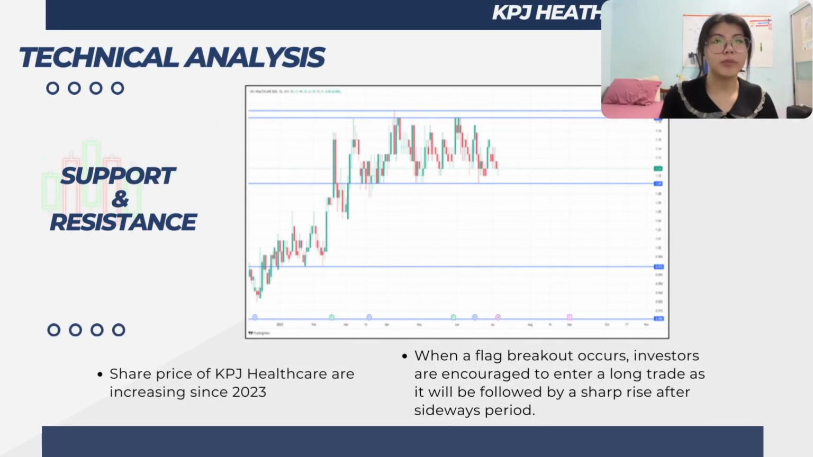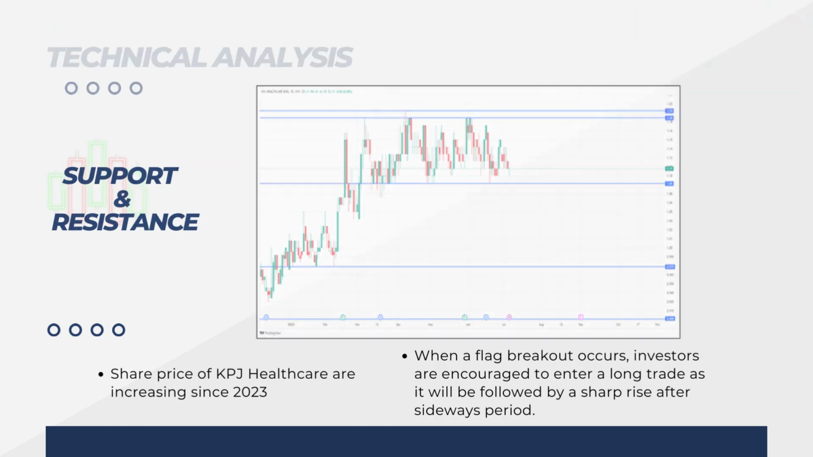And lastly, for support and resistance, the share price of KBJ Healthcare has been increasing since 2023. The sideways period of the stock is between 1.09 ringgit Malaysia and 1.19 ringgit Malaysia, which is the highest on 7 April 2023. When a flat breakout occurs, investors are encouraged to enter a long trade, and it will be formed by a sharp rise after the sideways period.